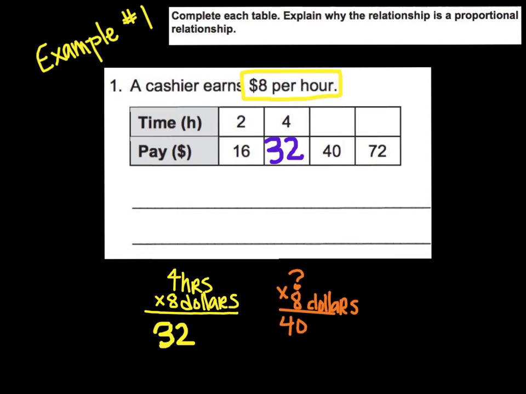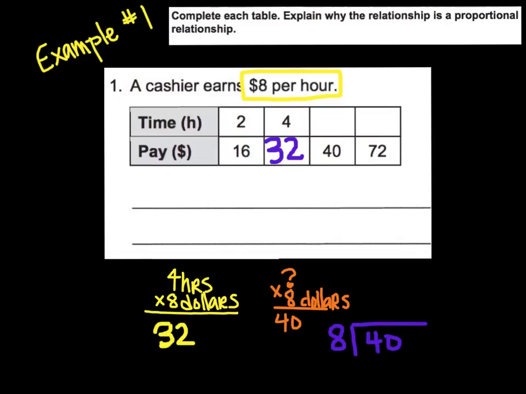Those numbers are pretty small and they work together fairly well. But when you get to harder questions, if you don't know, we need to work backwards. So in order to do that, I would divide 8 into 40. And 40 divided by 8 is 5. So in my table, right above 40, I could fill in this box with the 5 that we got from the division problem.